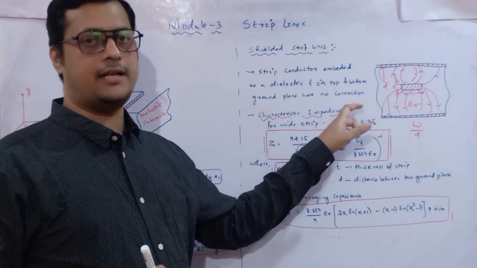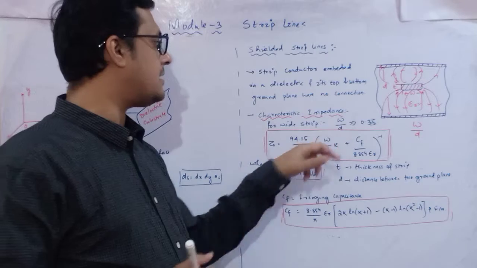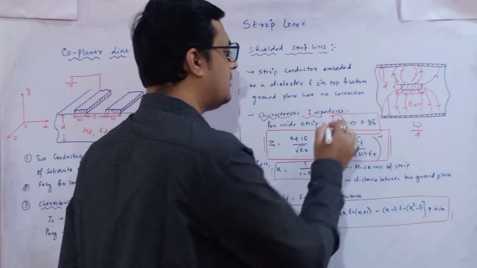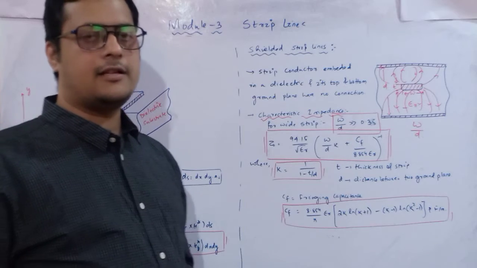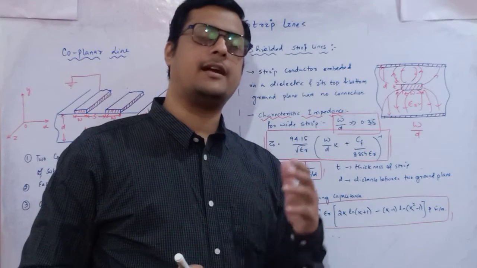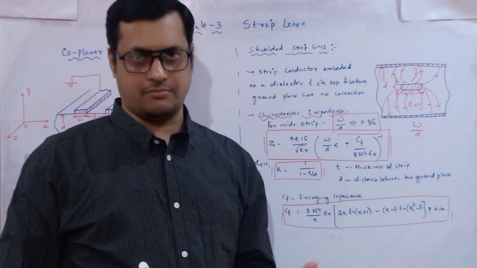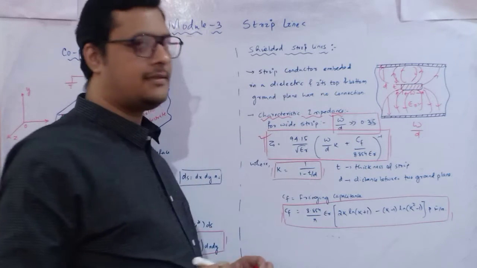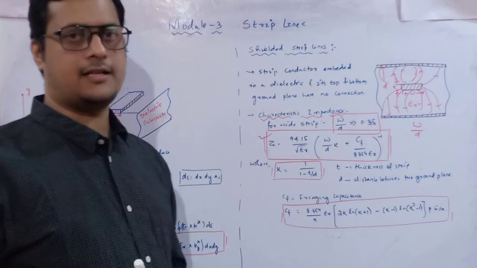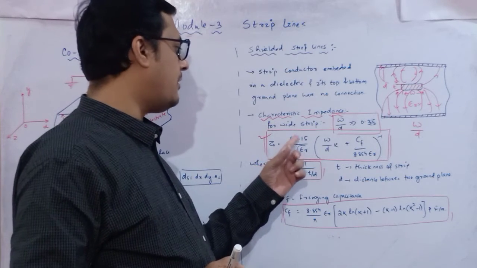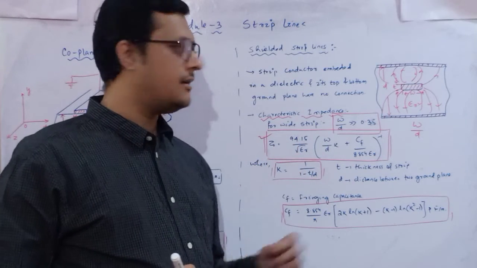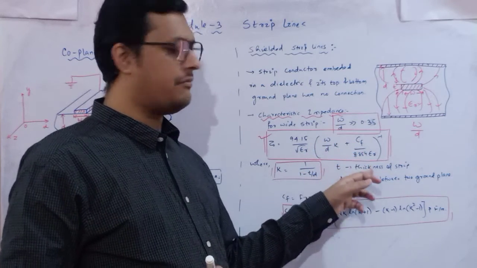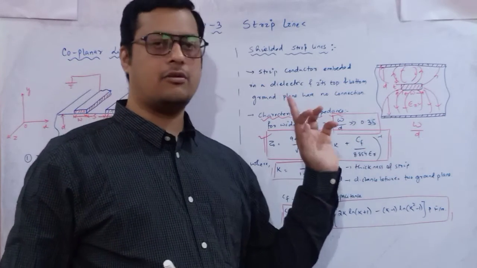So the w by d ratio is greater than 0.35, as I have written. This 0.35 is a standardized value. So if the w by d ratio is greater than 0.35, it indicates it is a wider strip. Now next comes, what is its characteristic impedance? This is the standardized form for the characteristic impedance, that is 94.15 divided by the square root of epsilon r, times w by d into k plus Cf divided by 8.854 epsilon r, whole inverse.